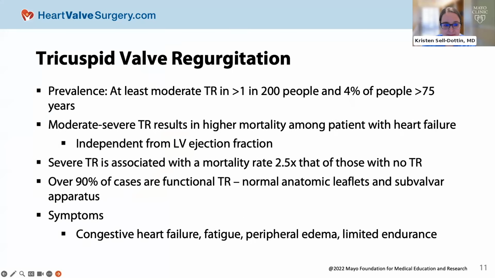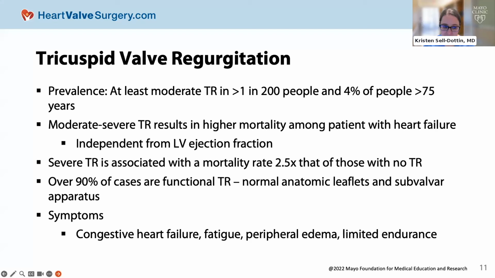Next slide, please. So tricuspid valve regurgitation. Why should we care? Well, it is actually fairly prevalent. There's at least moderate tricuspid regurgitation in approximately 4% of people over the age of 75. Okay, so moderate to severe tricuspid regurgitation results in higher mortality when we look at all patients who have elements of heart failure. And this is independent or separate from the LV ejection fraction or how well the heart pump is actually working. Okay, so this matters.